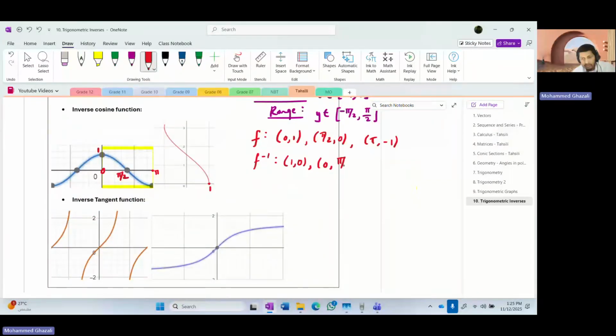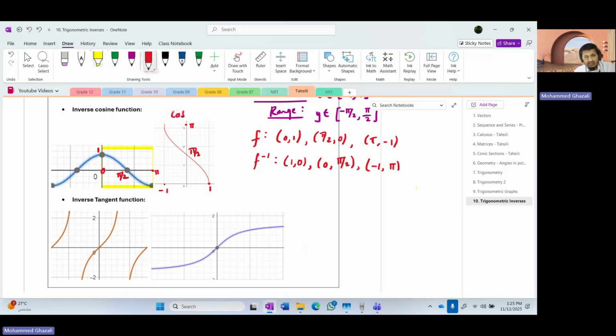Remember, the value of pi by 2 is almost 3.14 divided by 2, 1.57. That's the reason why we have that value there. So it's better to put pi by 2. And the last point over here is negative 1 and pi. The value of pi is 3.14. That's why we're ending off here somewhere. Right, so that is the pi value. And this is my cos inverse graph.